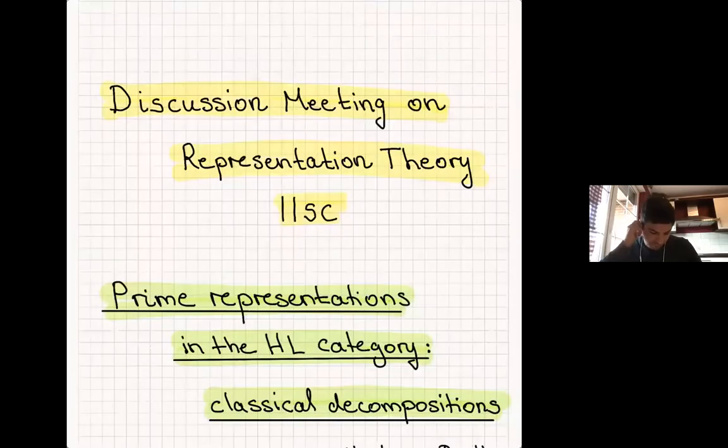I want to talk about prime representations in the HL category, where H is for Hernandez and L is for Leclerc. The focus of this talk is on classical decompositions of some objects in that category, which are called prime. Although you are all familiar with quantum affine algebras and classical Lie algebras, I want to fix some notation.